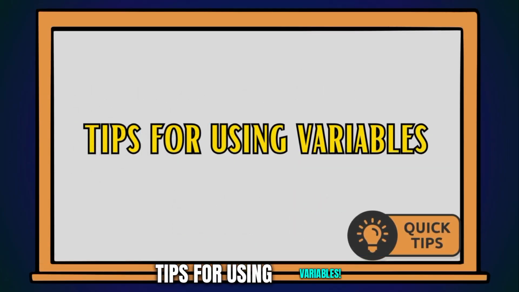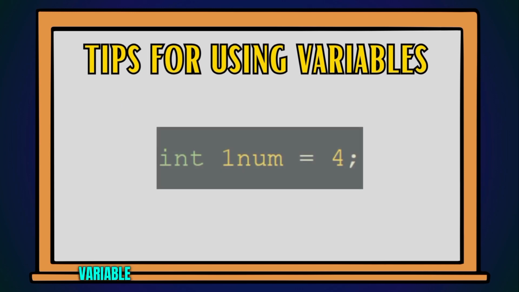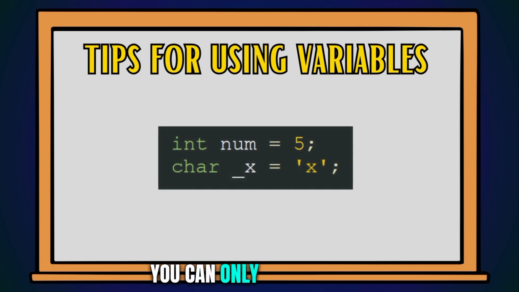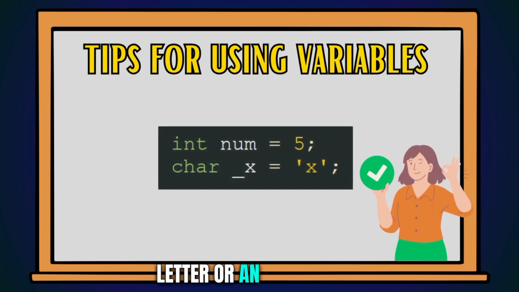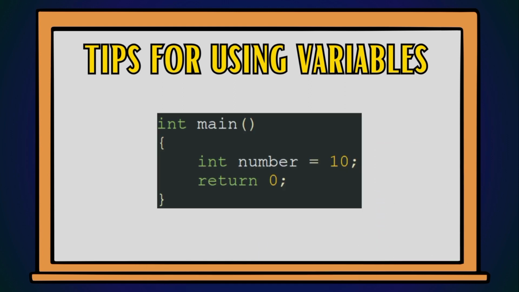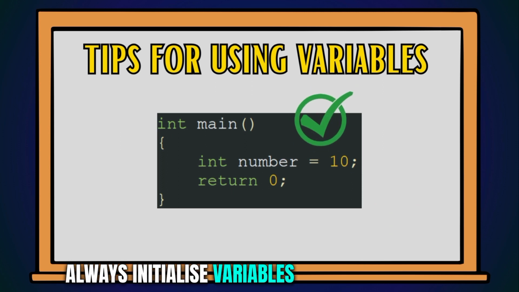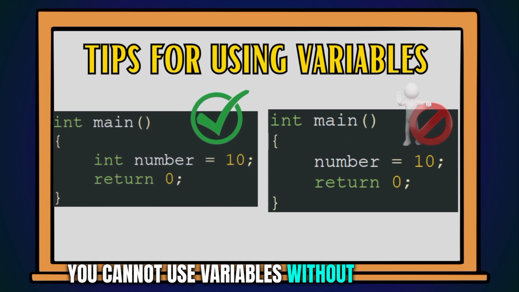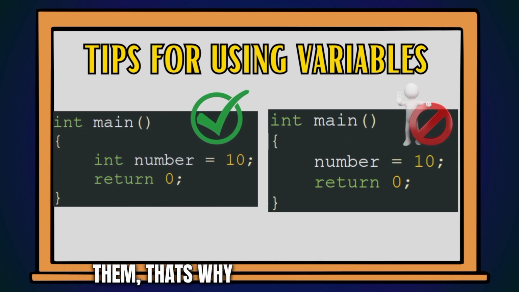Tips for using variables. Variable names cannot start with a number. You can only start with a letter or an underscore. Always initialize variables before using them. You cannot use variables without initializing them. That's why always initialize first.